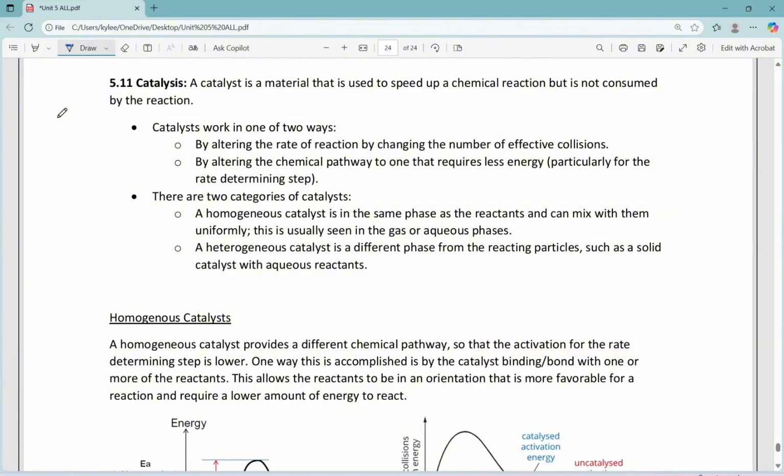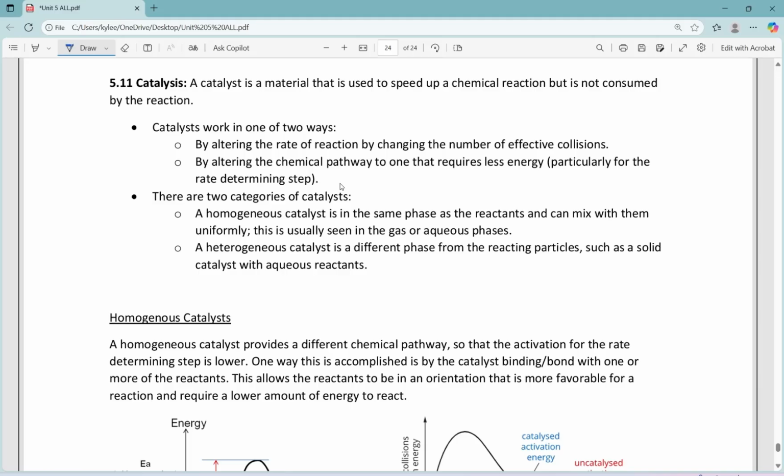So a catalyst is a material that is used to speed up a chemical reaction but is not consumed by the reaction. We looked at these a little bit in an earlier section where we were discussing the difference between a catalyst and an intermediate. A catalyst is something that gets added but then returned.